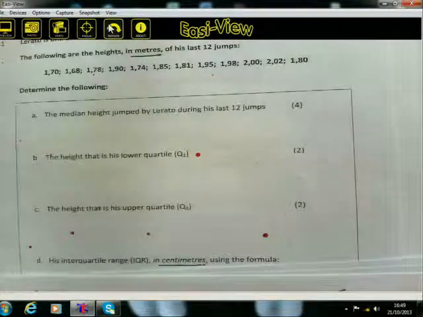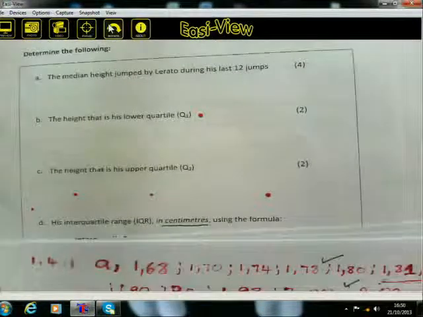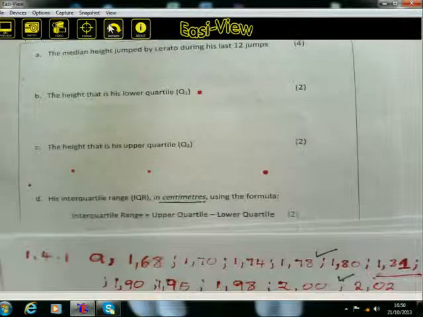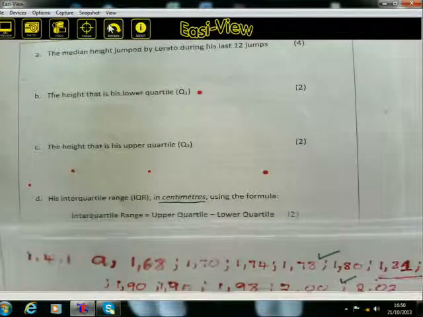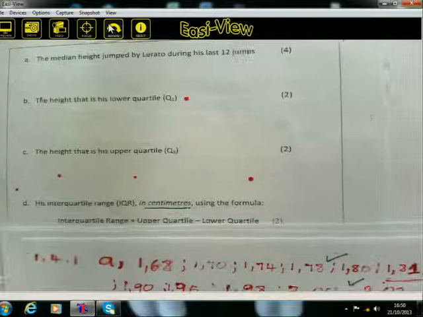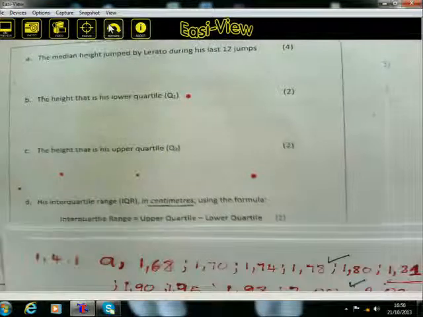Now you have to move from meters to centimeters. The right way in mathematics, we say it is a conversion. You have to convert meters to centimeters. They say using the formula, so it means that you are given a formula. Let us check that formula: interquartile range equals upper quartile minus lower quartile. So let us answer this.